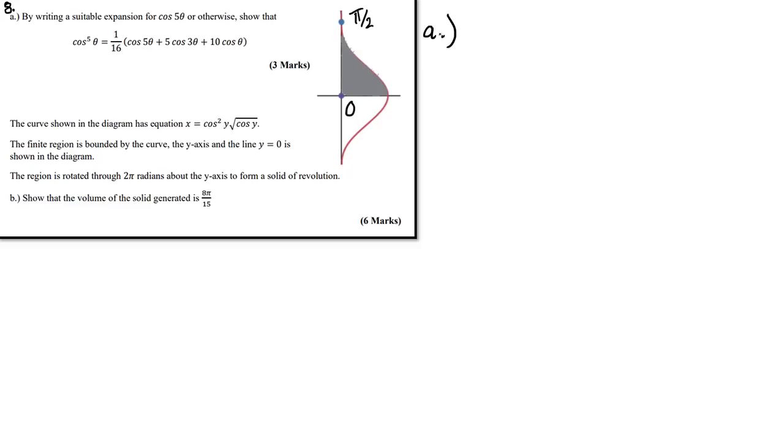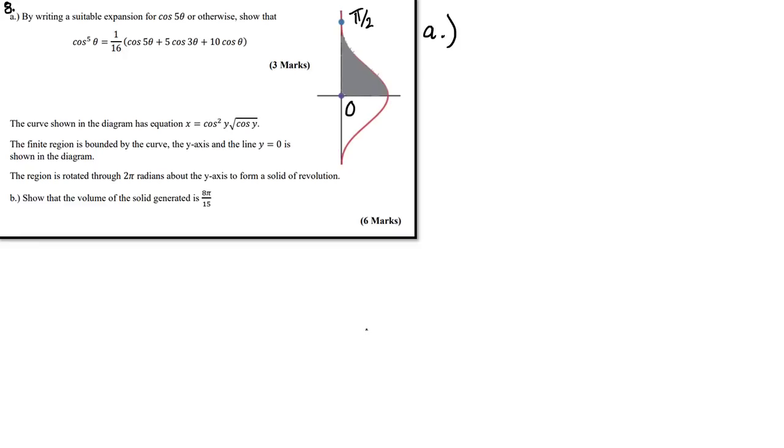So what we've been asked to do is, by writing a suitable expansion for cos 5 theta or otherwise, show that cos to the power 5 theta is equal to 1 over 16 times (cos 5 theta plus 5 cos 3 theta plus 10 cos theta). And this is for 3 marks. So like I said, this is what you're probably going to get just to start with here. And hopefully this part should be relatively straightforward, just using de Moivre's theorem to get this result.